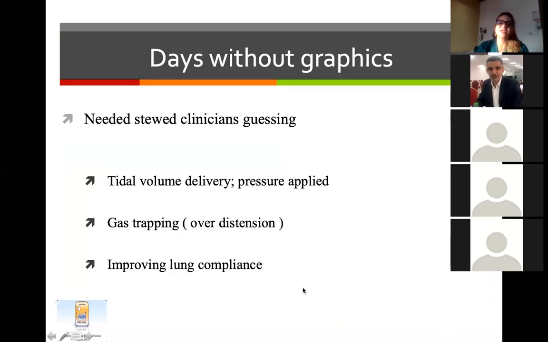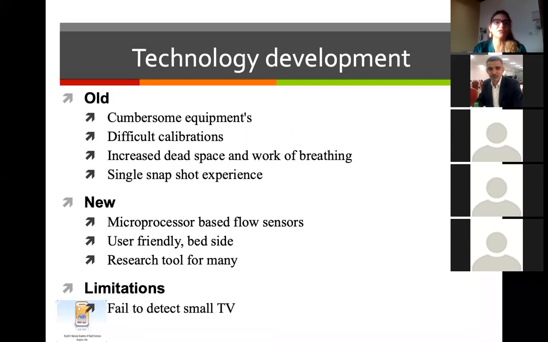So when we had days without graphics, the clinicians were left guessing: what is the tidal volume, what is the pressure applied, is it gas trapping which is happening, is the baby improving after we give surfactant or not. And we subjected our babies to lots of X-rays and blood gases. Then came the pulmonary graphics, and the old system we had was quite cumbersome, with equipment which was difficult to calibrate. They had a lot of dead space. They were big, huge ones, and they actually increased the work of breathing instead of helping.